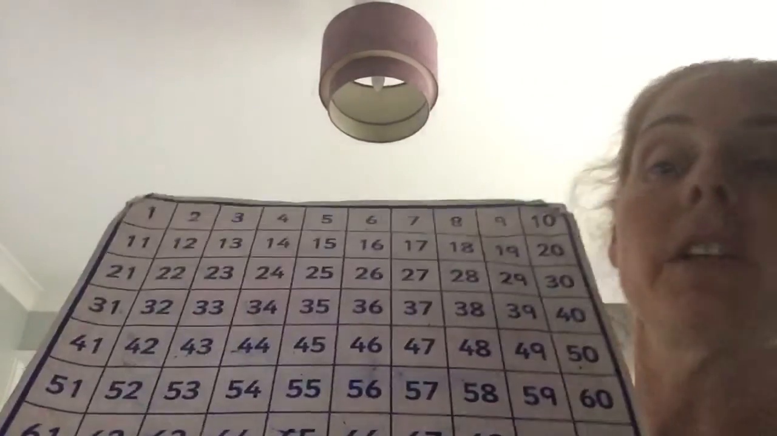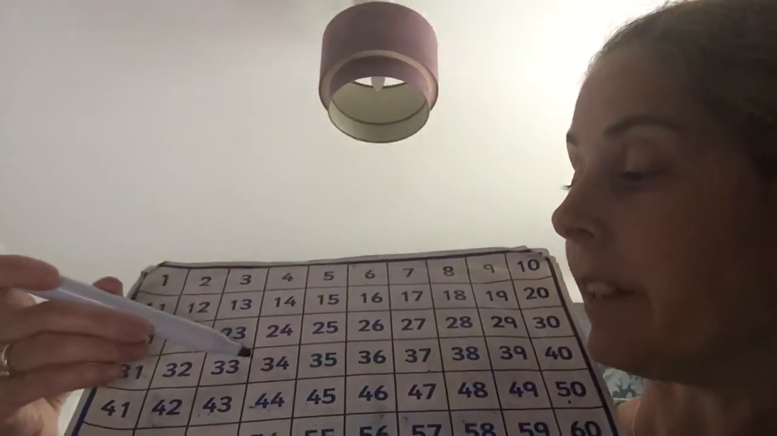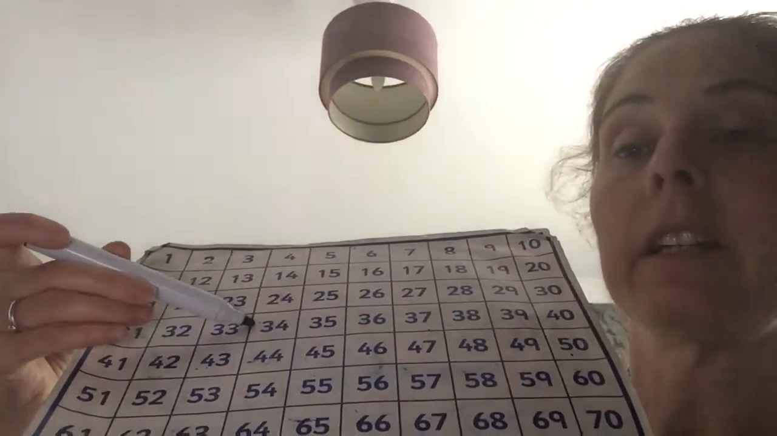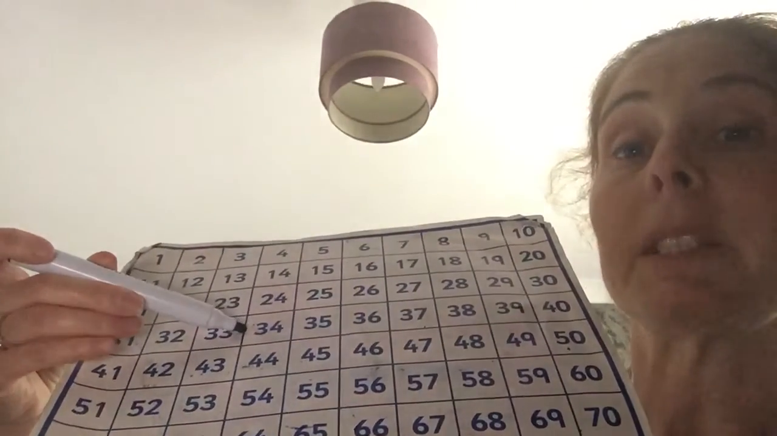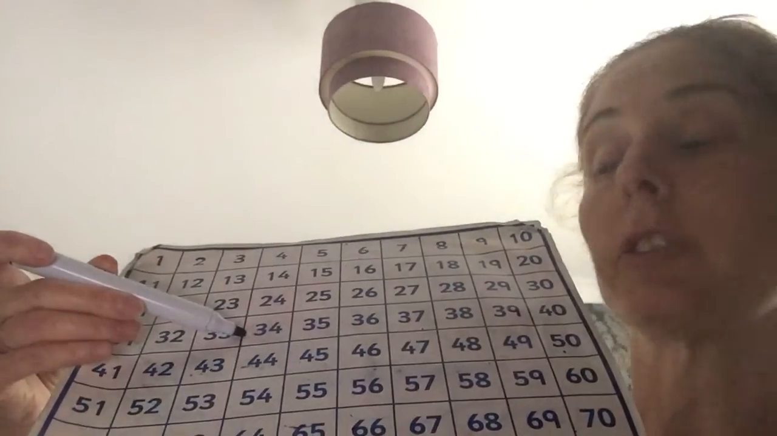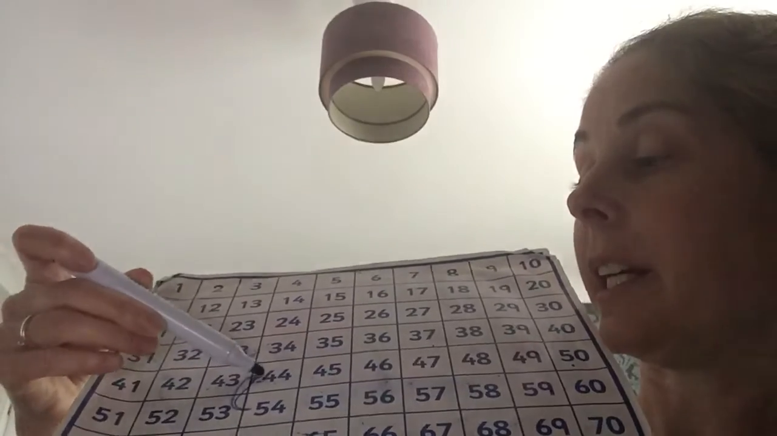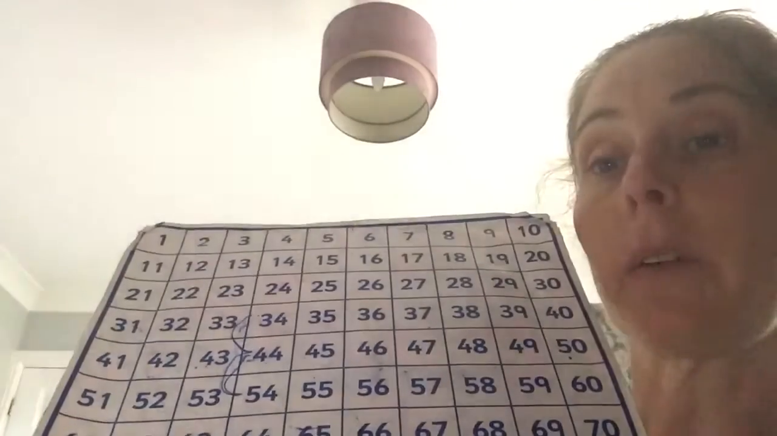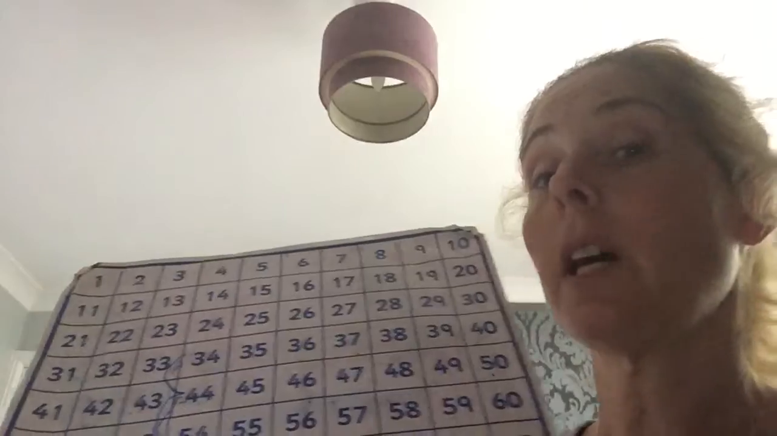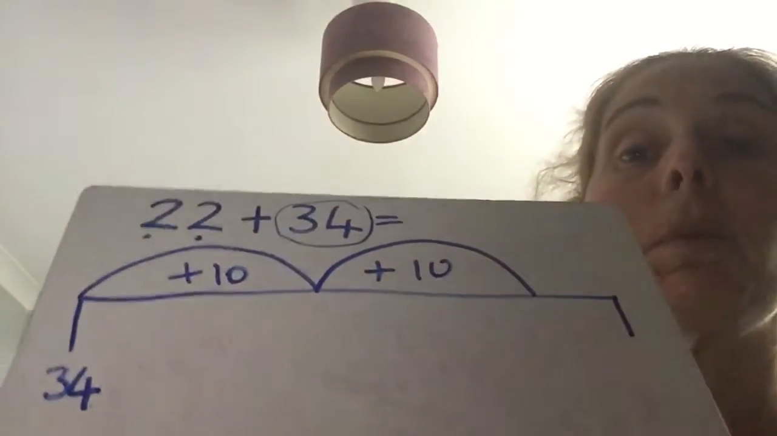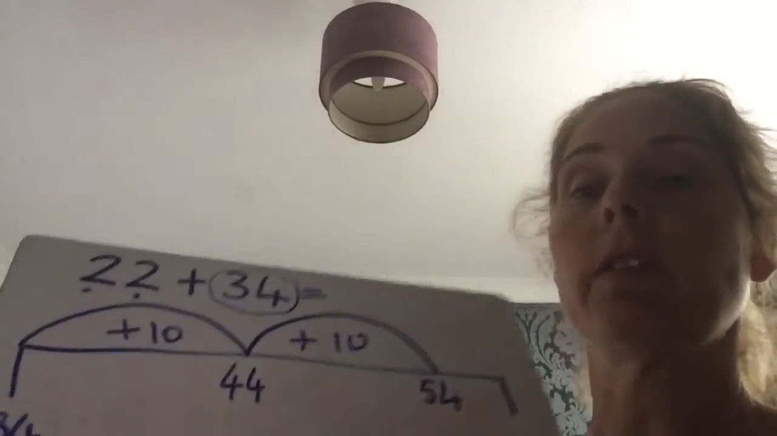And then if you need to use the 100 square, you get your 100 square. You find the number 34. Here it is, okay, and then you add your 2 10s. So remember, to add 10s, we go down on the 100 square. We've got 1 10, 2 10s, okay. So there's our 2 jumps going down. So on our number line now, we would put those numbers onto our number line. So our first jump of 10 took us to 44, and our second jump of 10 took us to 54.